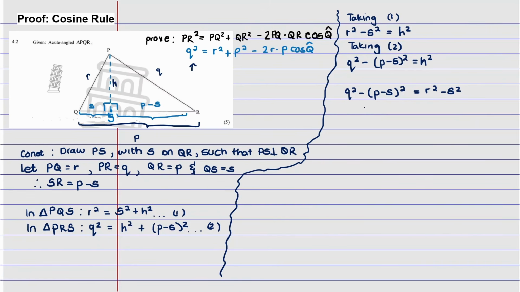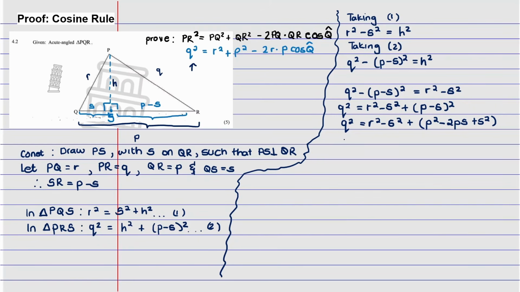So let's make Q the subject so that it can match up with that. This is the same as Q squared is equal to R squared minus S squared plus open bracket P minus S squared. So now we're going to expand this, right? When we expand this, Q squared is equal to R squared minus S squared plus P squared, then minus 2PS, then plus S squared, right?